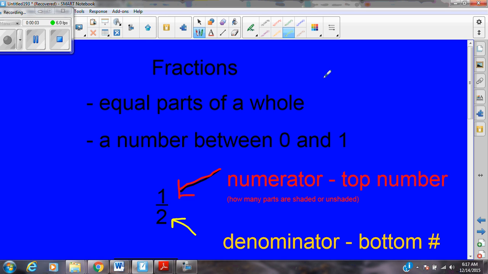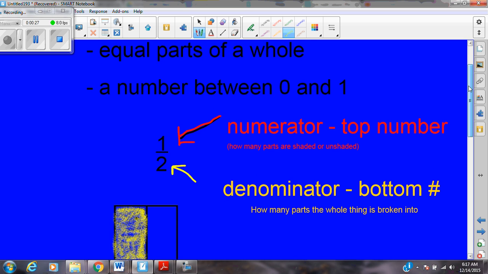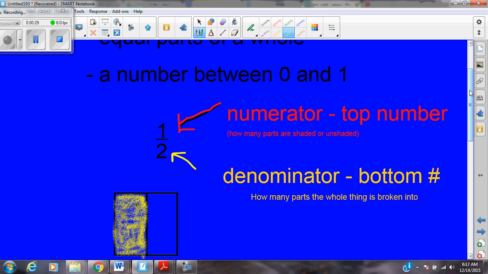Today we're going to talk about fractions. Fractions are an equal part of a whole or equal parts of a whole. It's a number between 0 and 1, so it's a number that's smaller than 1 when you talk about a fraction of one whole. We will get into talking about fractions that can be larger than a whole, but today we're just talking about fractions that are smaller than 1 but larger than 0.